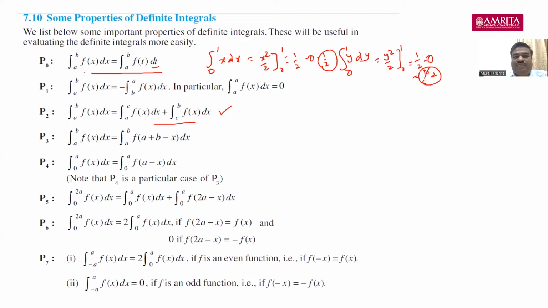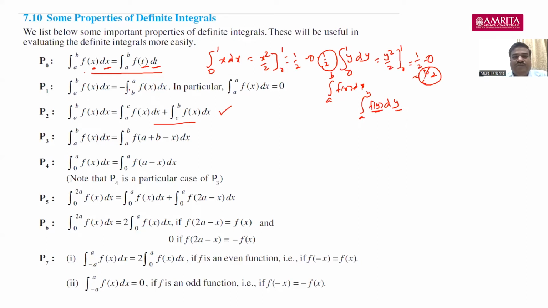This letter is dummy. Please remember this, this letter of integration. So integral f of x dx within limits a to b, and integral a to b f of y dy, or f of a da, f of t dt. All these letters are the variable of integration, and these variables are dummy in definite integration. Finally, the answer is a number, so it represents the area under the graph.